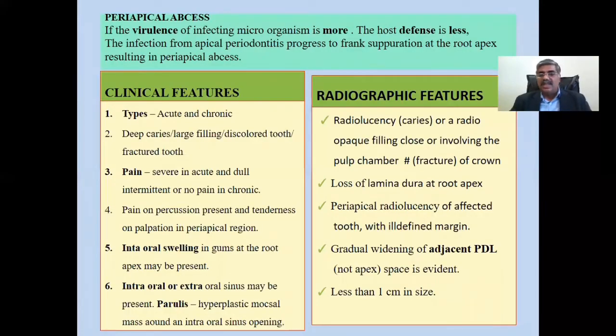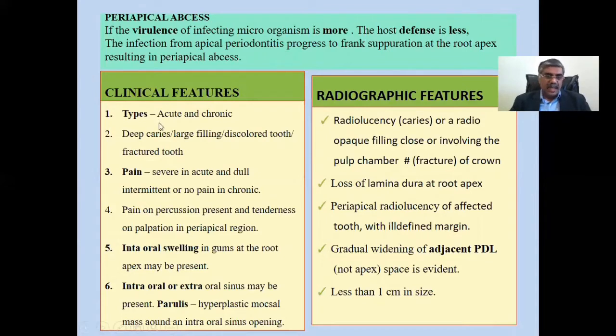Now, the second pathology that we are going to discuss is periapical abscess. When the necrotic product reaches the periapical area, two important factors play a role. One is the virulence of the microorganism, another one is the host defense. If the virulence of the organism is high and the host defense is less, then it may lead to frank suppuration and accumulation of pus at the root apex, called as periapical abscess.